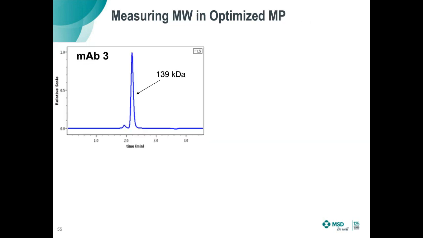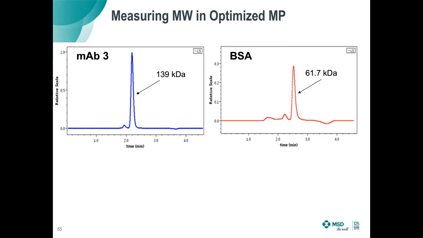So we first looked at the molecular weight of the monomer in our optimized mobile phase, and we're given about 139 kilodaltons, which is much less than we would expect. Most MABs typically we see 150 kilodaltons. So we looked at our BSA, and we found that was coming out much lower than expected, 61.7, which is outside the accuracy of the light scattering measurement, which is usually 5%.